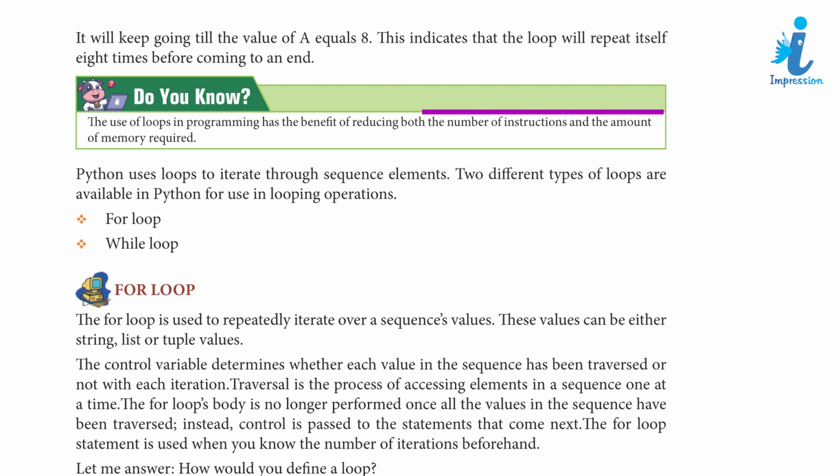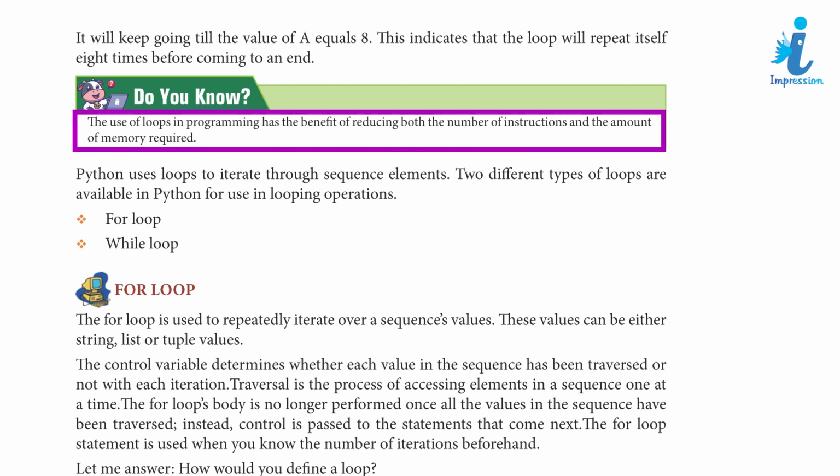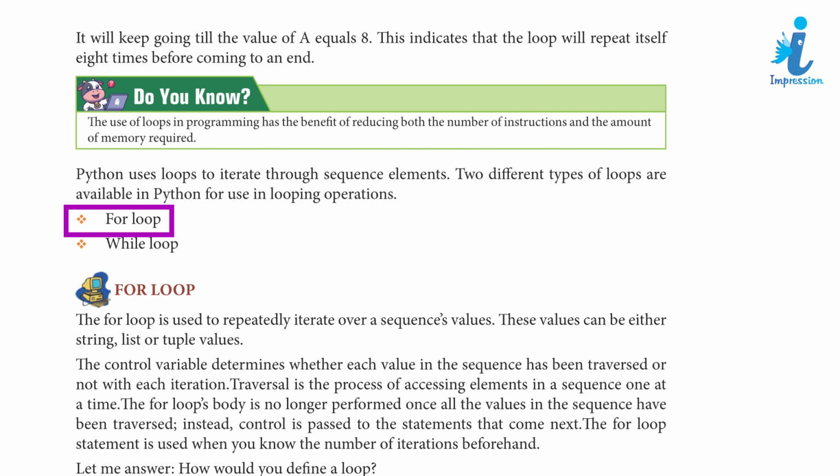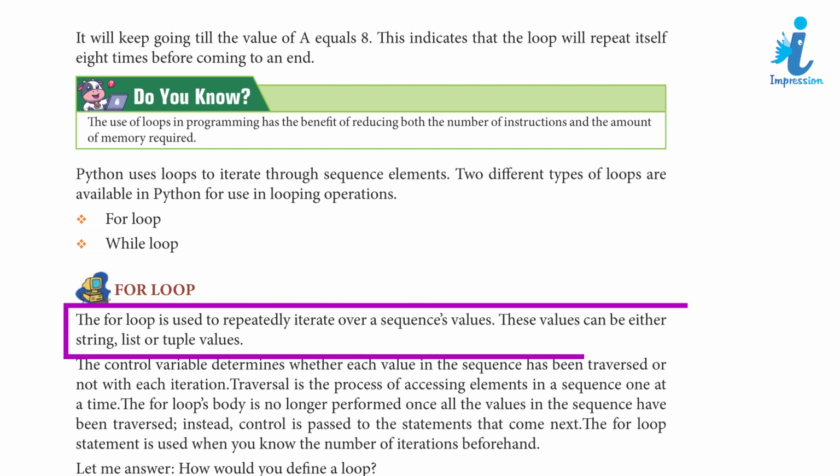Do you know, the use of loops in programming has the benefit of reducing both the number of instructions and the amount of memory required. Python uses loops to iterate through sequence elements. Two different types of loops are available in Python: for loop and while loop. For loop. The for loop is used to repeatedly iterate over sequence values. These values can be either string, list, or tuple values.